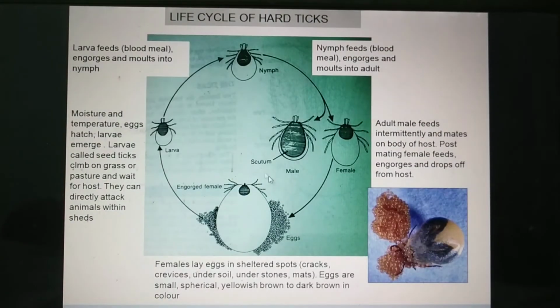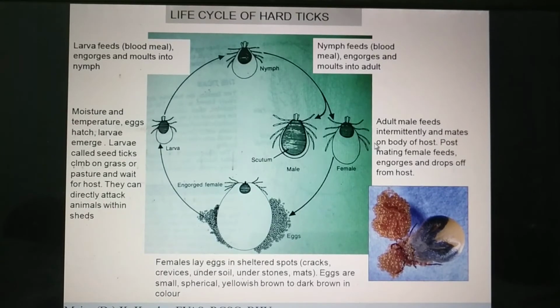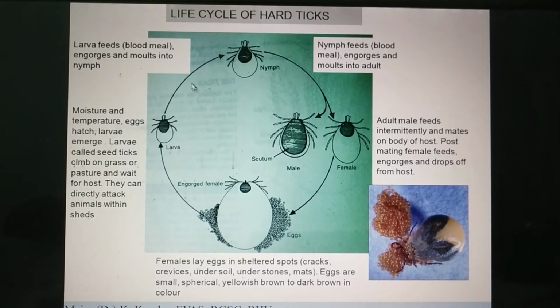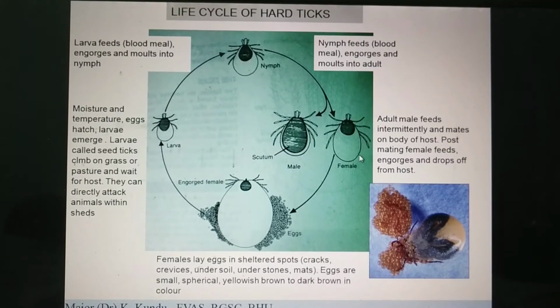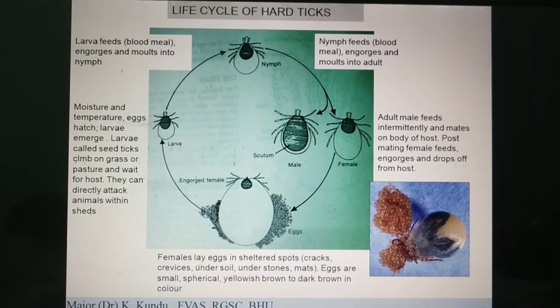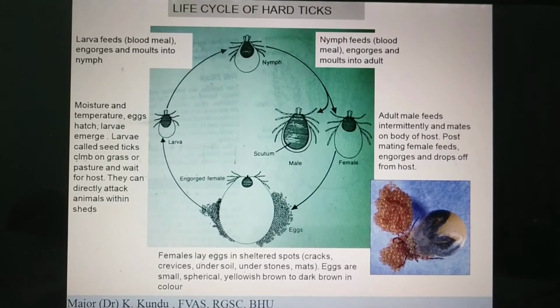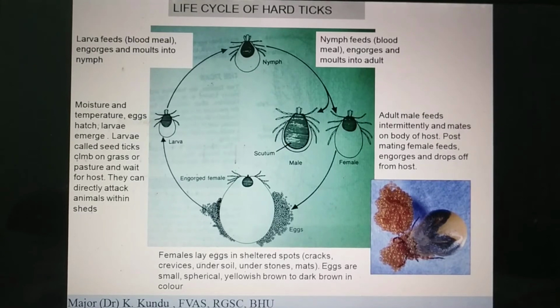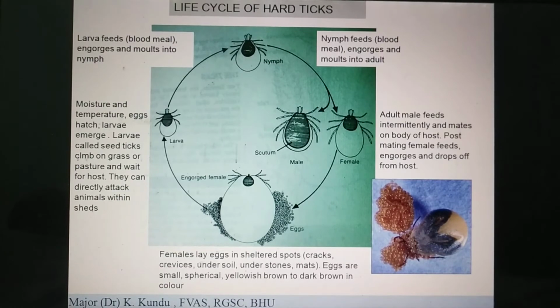Now we have to remember this: larva, nymph and adult. So how many moltings are taking place? There are two moltings. From larva to nymph, one molting takes place, and from nymph to adult, a second molting takes place. Depending on where the molting is occurring, whether on the host or away from the host, it differs.